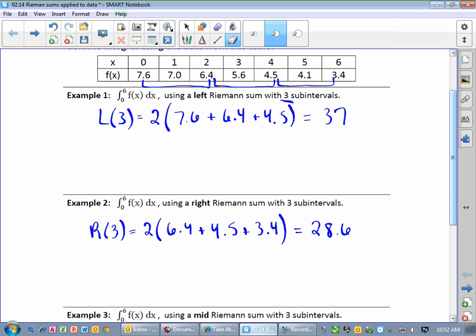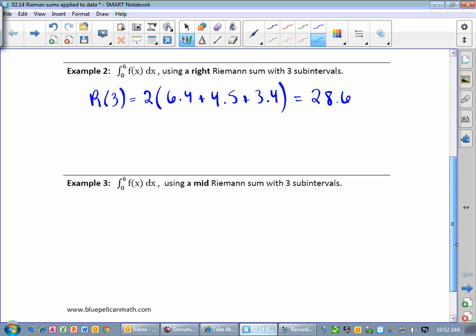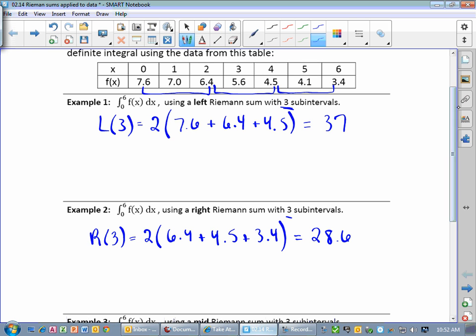The mid Riemann sum. And also the actual integral. So I'm going to call this M of 3 for the mid Riemann sum with 3 subintervals. What if I wanted 6 subintervals? I'd write M of 6, and then each one of these would actually be an interval. You just add them up.